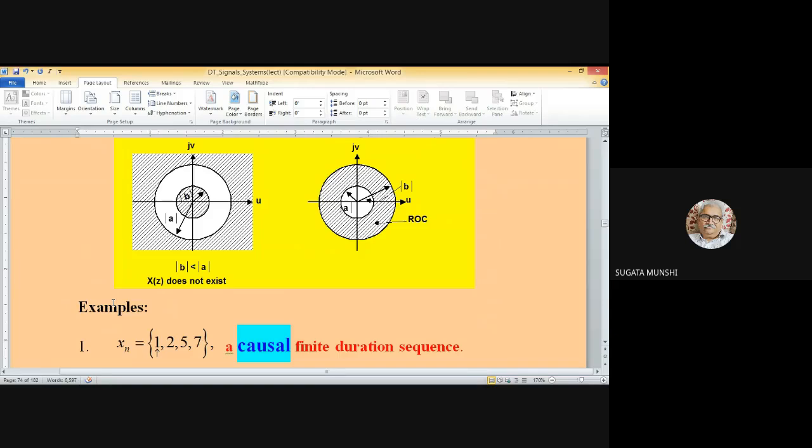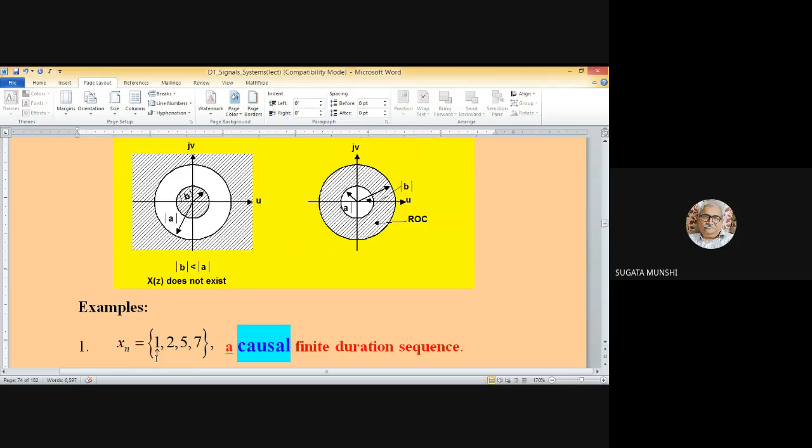First, consider a finite duration causal sequence. I have considered an arbitrary example of a finite duration causal sequence. This is the way that I have expressed the sequence: 1, 2, 5, 7. These are the sample values. Just see that there is a vertical arrow below the number 1.